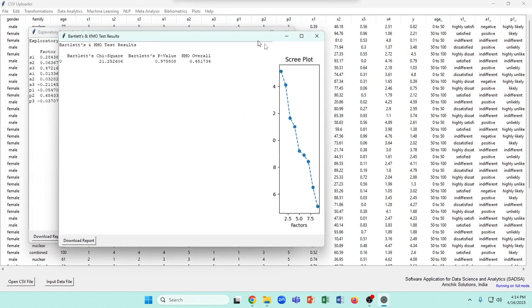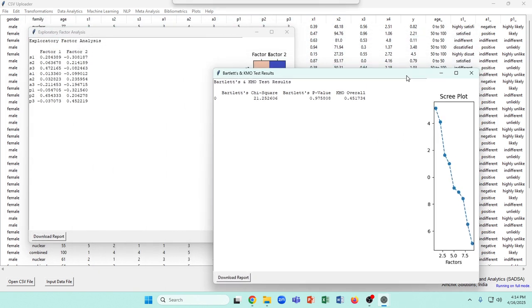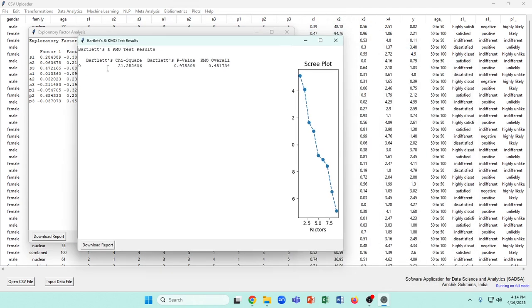Now it will produce 2 different output windows. One is for the Bartlett chi-square test, Bartlett p-value, and the KMO overall partial correlation measure. Now the Bartlett's p-value should be significant, which is not the case here. It should denote a significant value of the chi-square statistic. In this case the p-value is greater than 0.05.